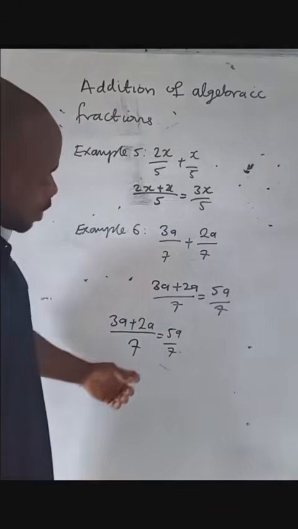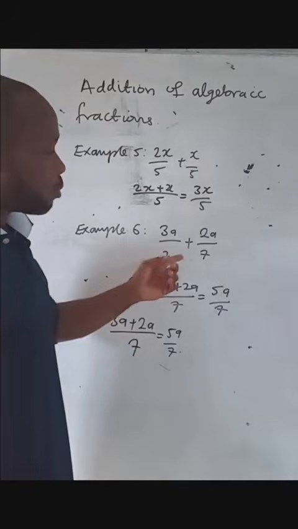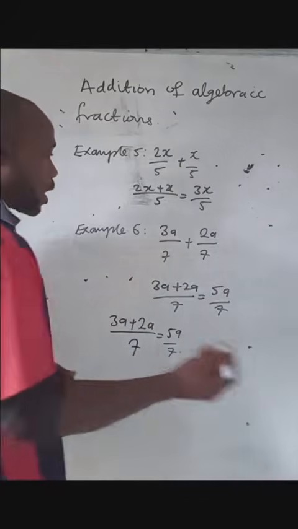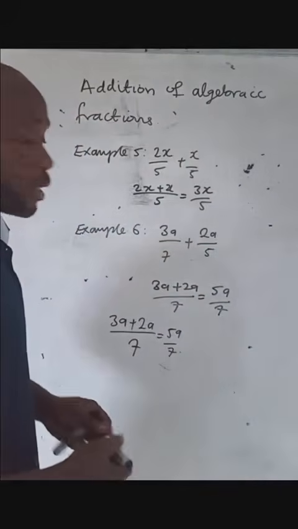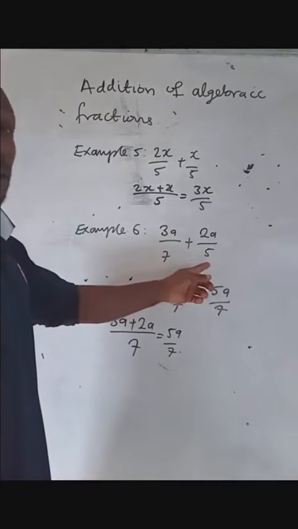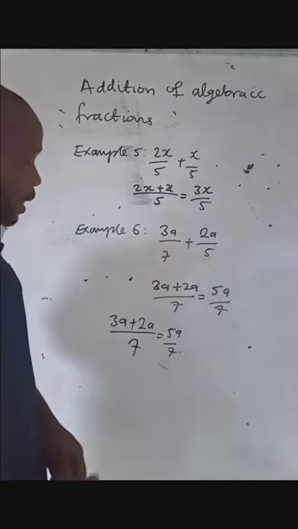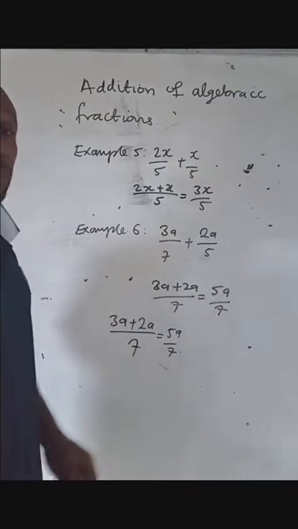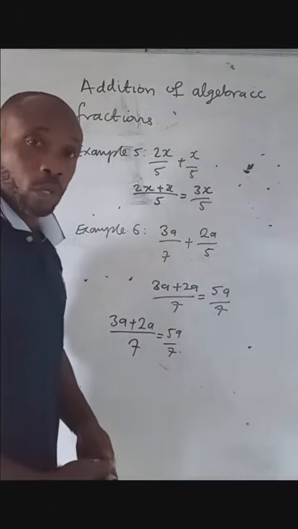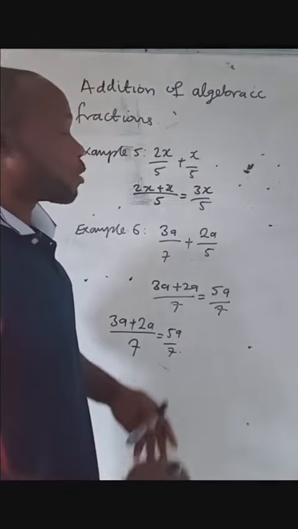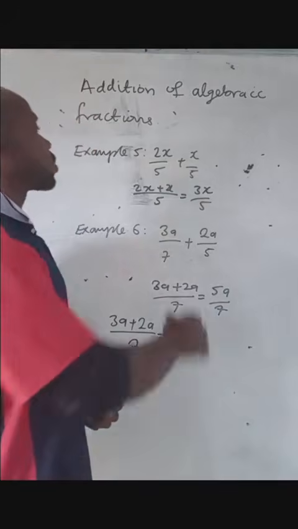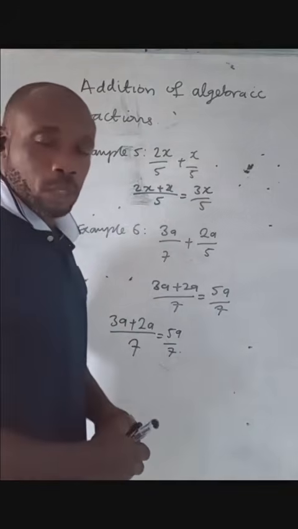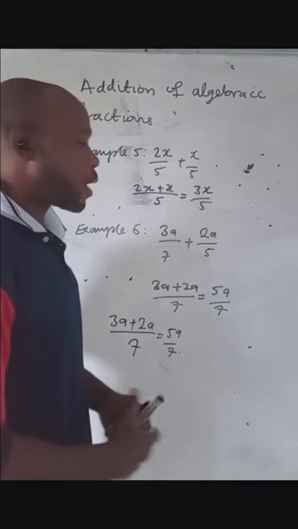So you apply this method when the denominators are not the same. Let's say you have 7 and a different number here, 5. Now you can look for the LCM of 7 and 5, which is 35, and then use this method to simplify the algebraic fraction. But when you come across an algebraic fraction where the denominators are similar, just add the numerators and simplify.